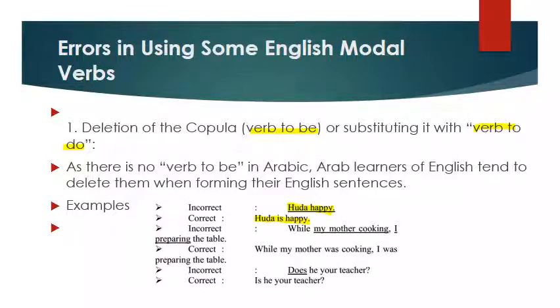Again, we don't have this. And what happened here is that the Arab learner has just copied the Arabic version, or literally translated the sentence word by word, where we are supposed to have a copula in the two phrases.